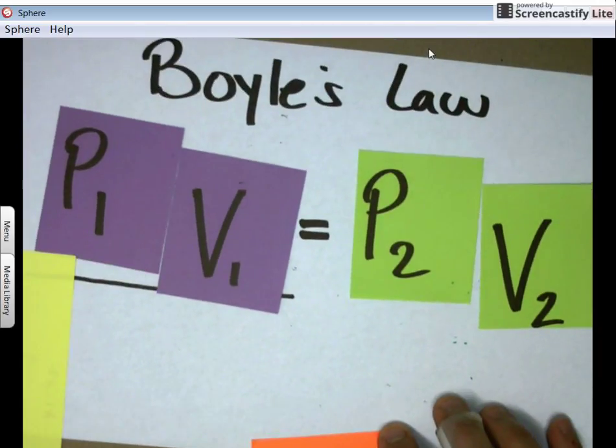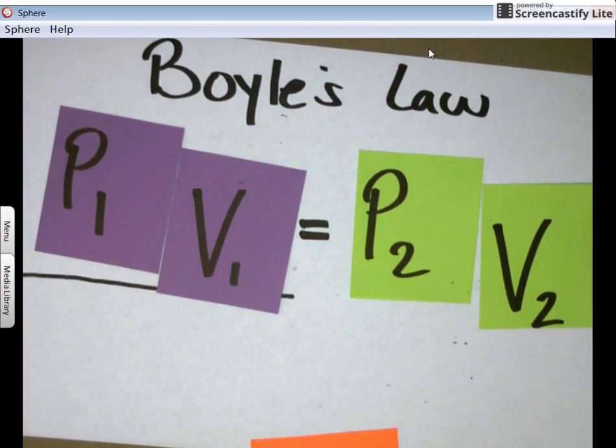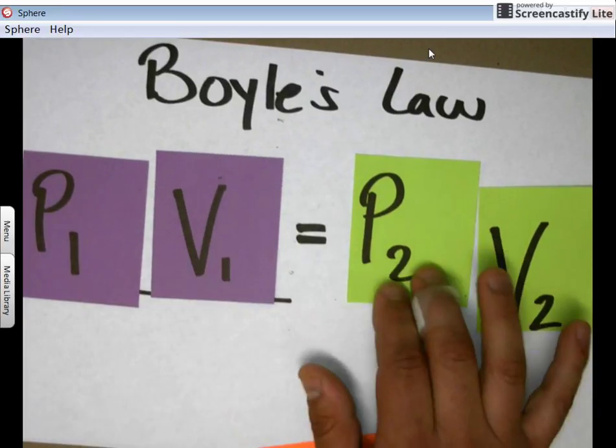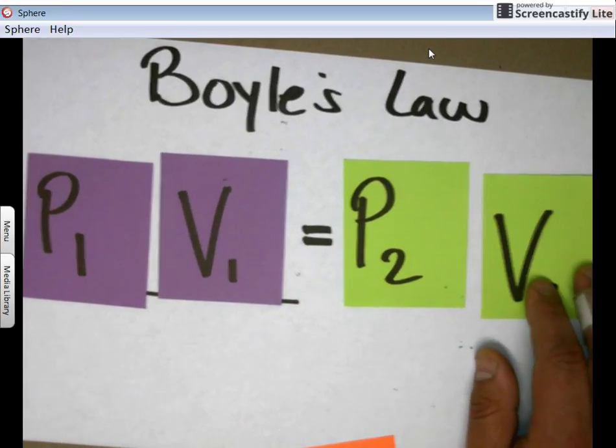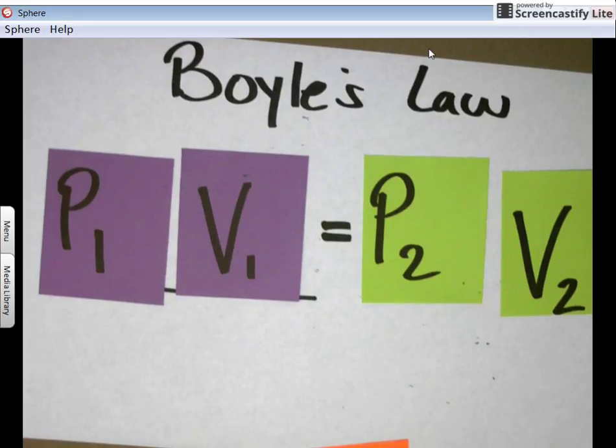Okay, so the first law we're going to look at is Boyle's law. That's basically your P1 V1 equals P2 times V2. Okay.